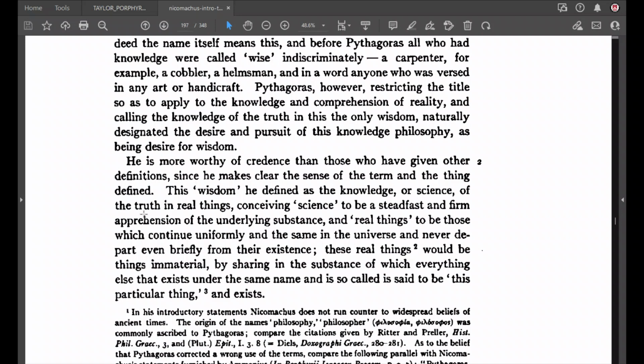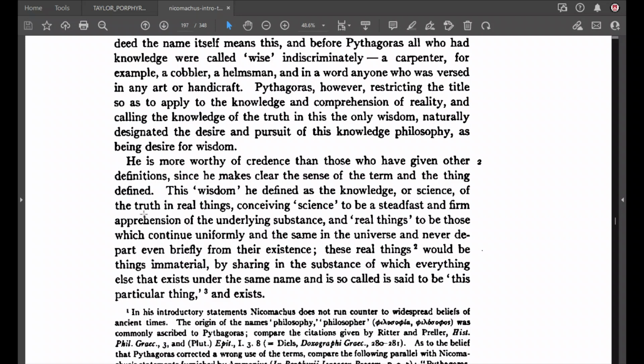This wisdom, Pythagoras defined as the knowledge or science of the truth in real things. And again, we have this expression, real things or reality. And we're going to see what Pythagoras means by reality. Knowledge of the truth in real things. Science, so what is science? Here's Pythagoras' definition of science. Science is a steadfast and firm apprehension of the underlying substance of things.